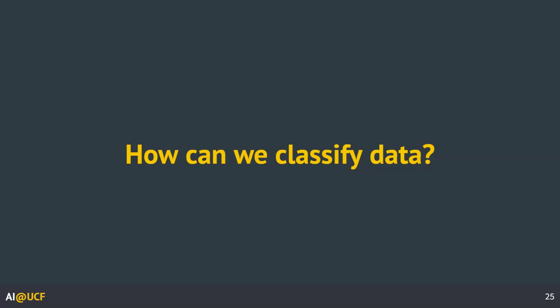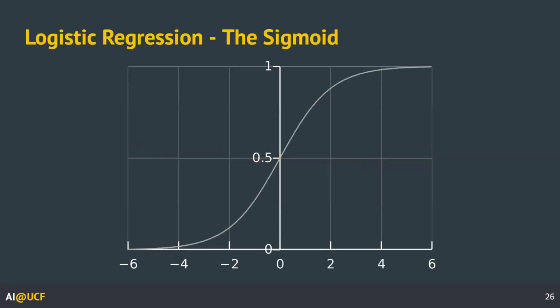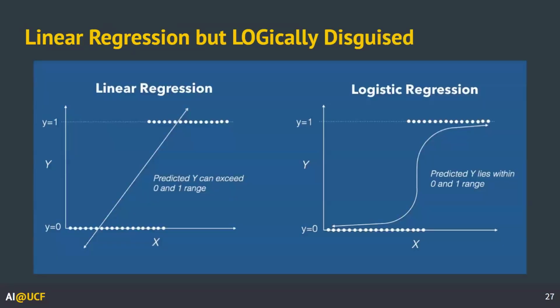Kind of, sort of. You can kind of fit a line onto it, but there's a structural equation out there that's really useful for this, known as the sigmoid curve, which, as you can see here, is basically a line that takes any value and fits it between 0 and 1. And logistic regression is basically linear regression, just logistically disguised.